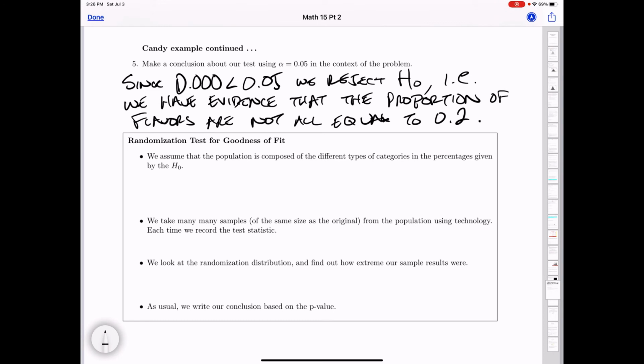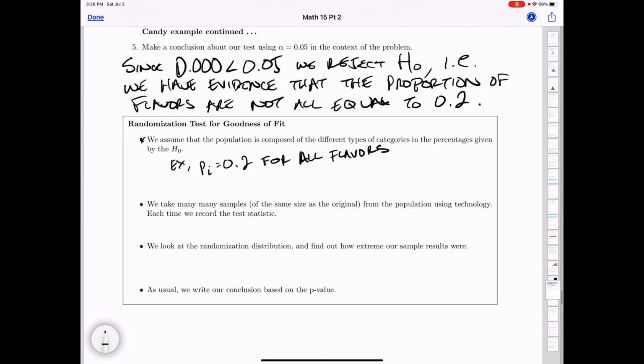All right, so let's just recap what we did here. We did a randomization test for goodness of fit. We assumed that the population was composed of different types of categories and the percentage. So for our example, we assumed that all the proportions were 0.2 for all the flavors. Okay, so that's what we started with. Then we took many, many samples from the population. This was what StatKey did. And each time we record that statistic.